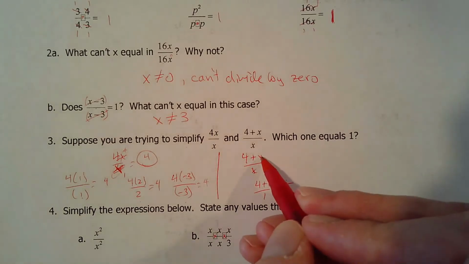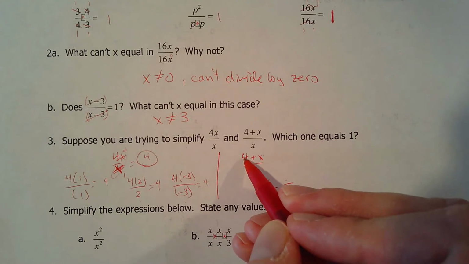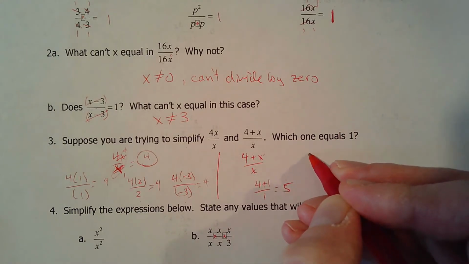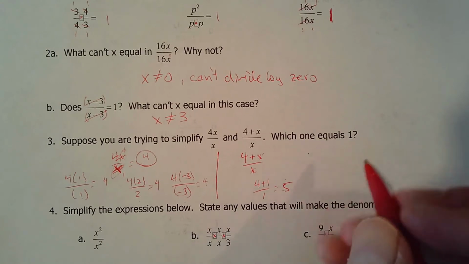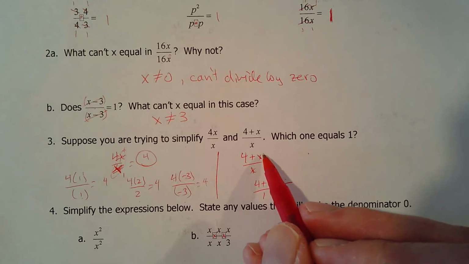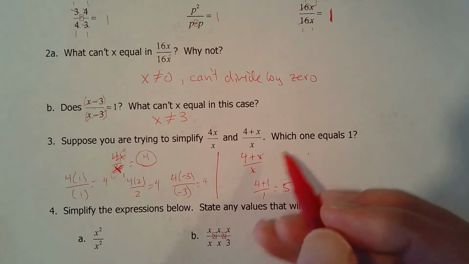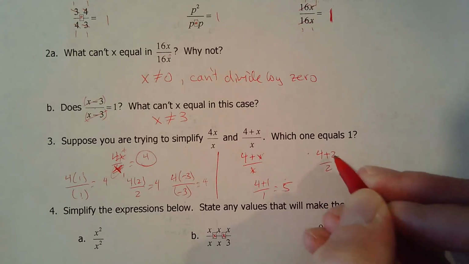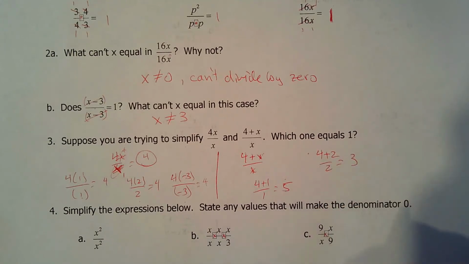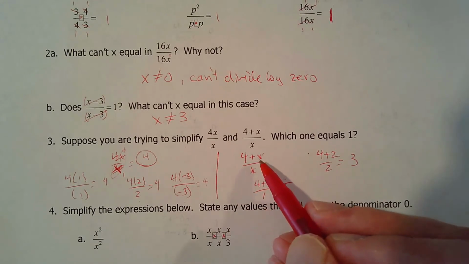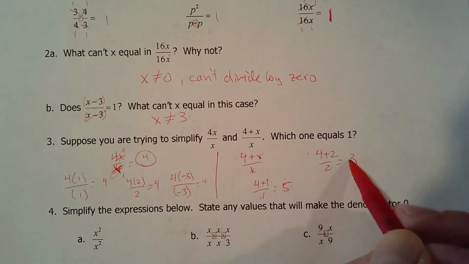But what if I tried to cancel those out now? If I cancel those out, it would be gone, and I would get 4. Doesn't work. Or what if I plugged in a 2 for these guys? So 4 plus 2 divided by 2, well, that'd be 3. So I can't cancel these guys out. No matter when I plug different things in, it doesn't always equal the same thing.